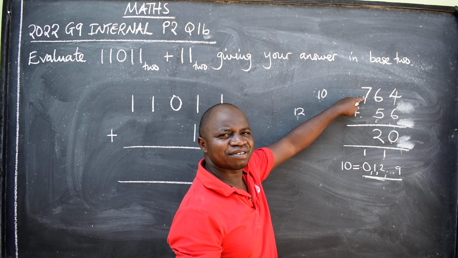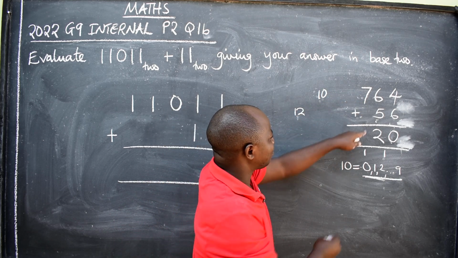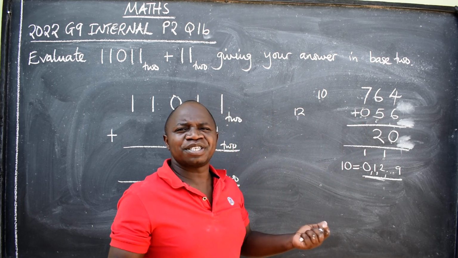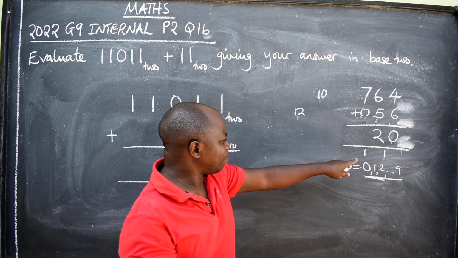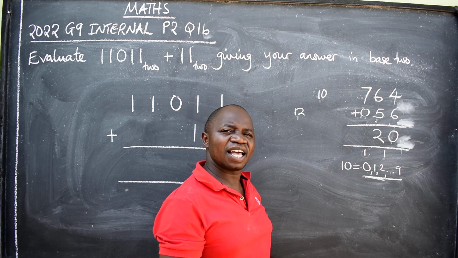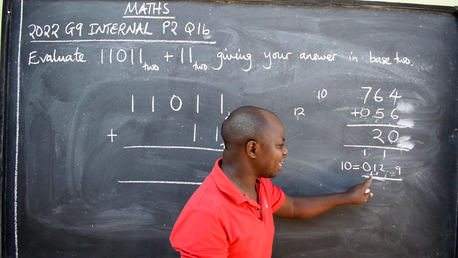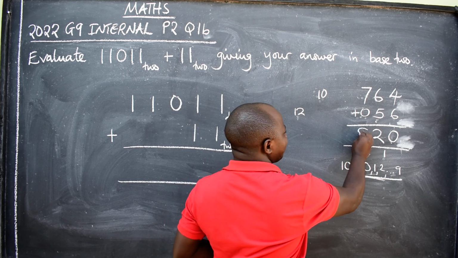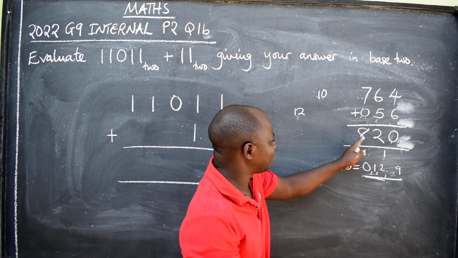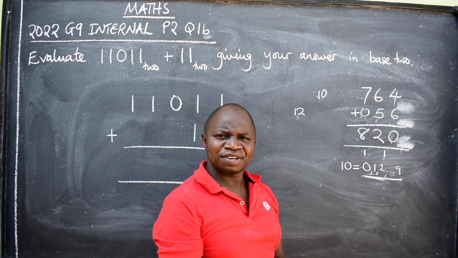We go to the next one. 7. What is here? 0. 7 plus 0. It will be 7. Remember there is this one here. Plus 1 gives you 8. Do we have 8 here? Yes. So, right. That is the way you are adding. So when you add this, you are going to get 820. See that?